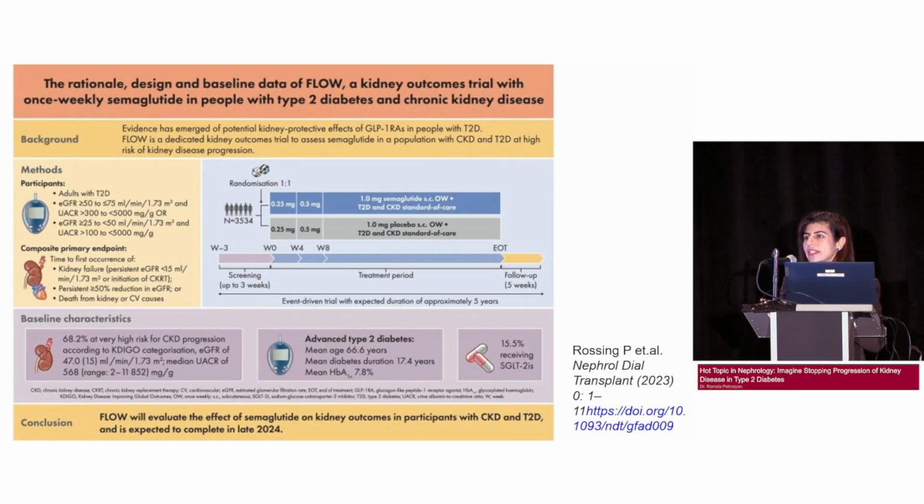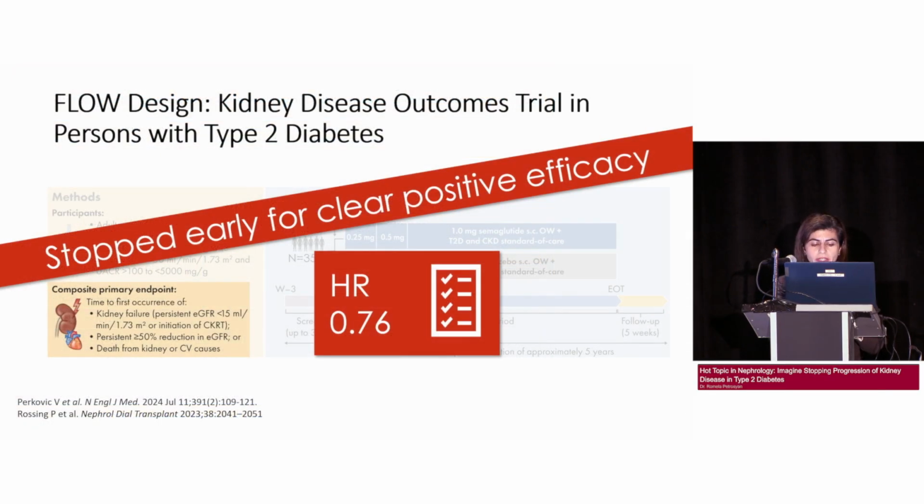So this study was really dedicated to specifically look at the kidney outcomes, and there was a potential suggestion that maybe reduction of inflammation or oxidative stress could be contributing to some of the benefits that we're seeing. And FLOW was an event-driven trial. It was stopped early due to clear positive efficacy. There were over 3,000 patients recruited, and the goal was to detect the likelihood of semaglutide at 1 milligram versus placebo reaching a 20% relative risk reduction to reach the primary endpoint.